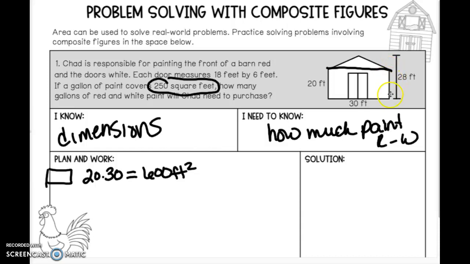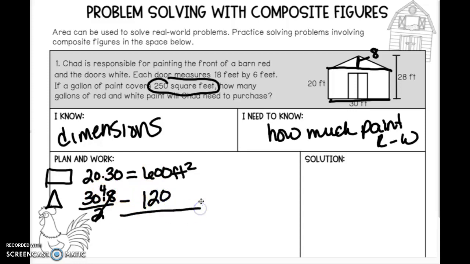If this is 20 feet, then from here to here is 8 feet. So now we have a triangle that is, base is 30, height is 8, and we divide it by 2. So that cancels out to 4. 30 times 4 is 120. So the front of the barn is 720. But now we don't forget, we got to take out the doors.